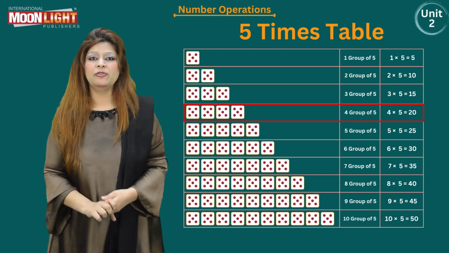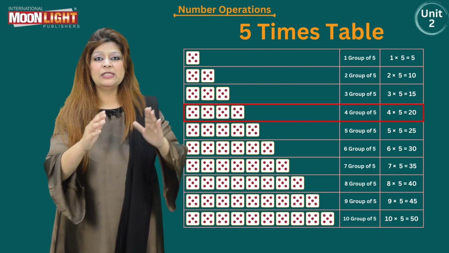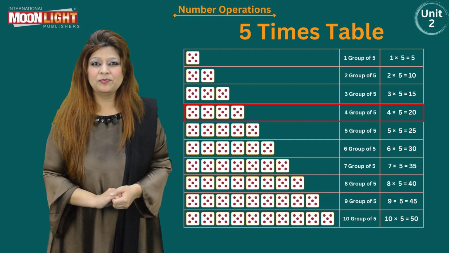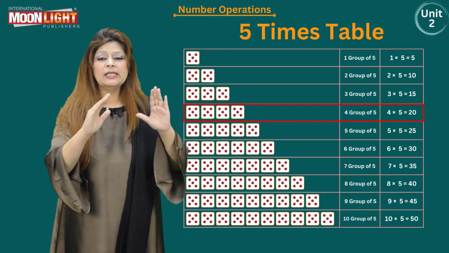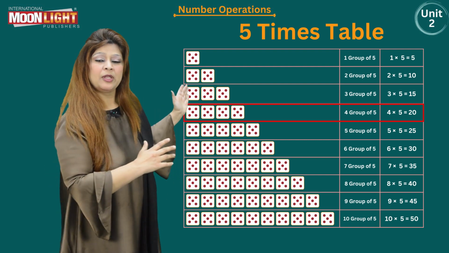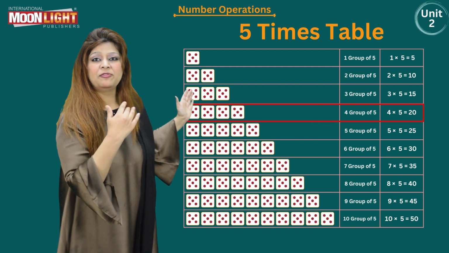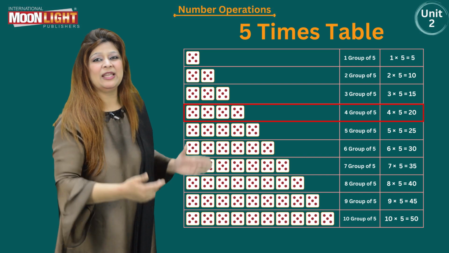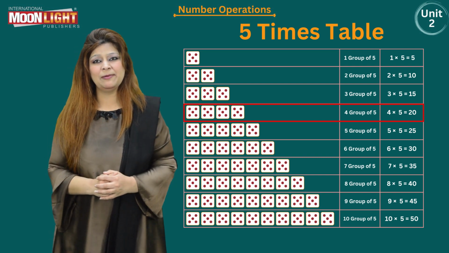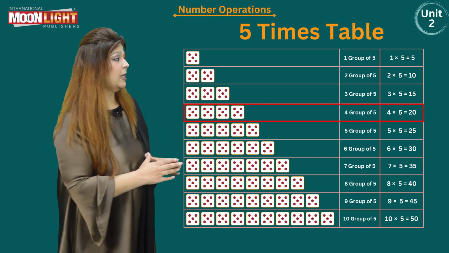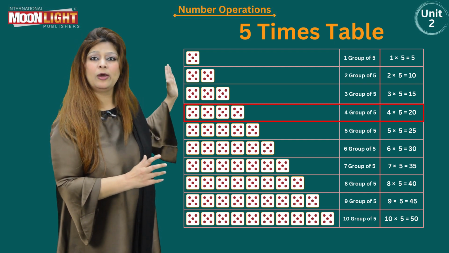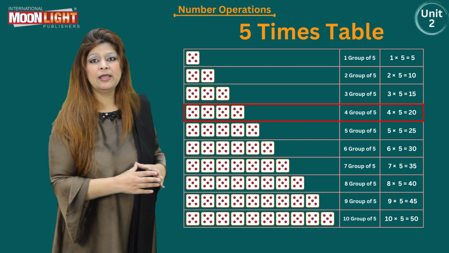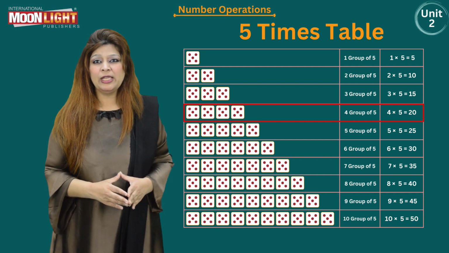Now 4 groups of 5 means 5 is added how many times? 4 times. Very good. So 4 is the number of groups, and 5 is the number which is repeating again and again because we are developing the 5 timetable. So we are going to write it down: 5 multiplied by 4, or 4 multiplied by 5, is equal to 20.